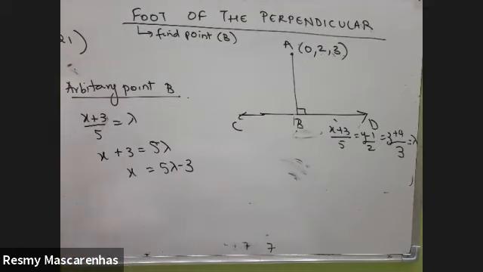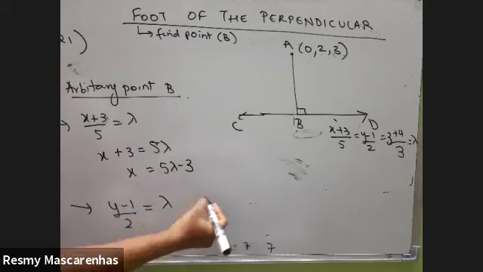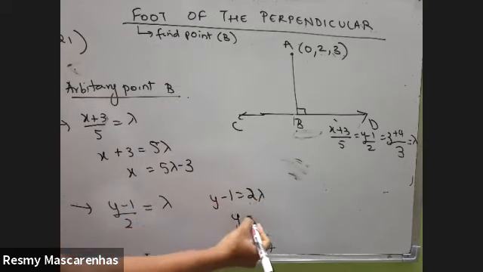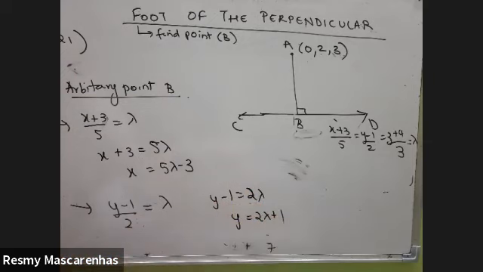Same way, equate y, the second part, to lambda. The same way you'll get this value. And the last one, z, equate z. So that way you'll get a value of x, y, and z.